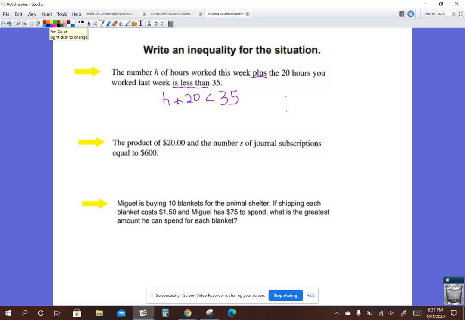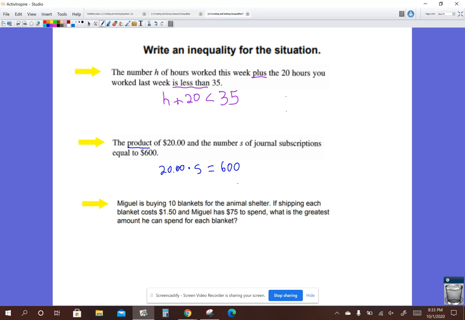The product of $20 and the number S of journal subscriptions is equal to $600. So right away there, I see a keyword here, product, $20, and the number S. So I know I'm multiplying times S, which is the subscriptions, equal to $600.